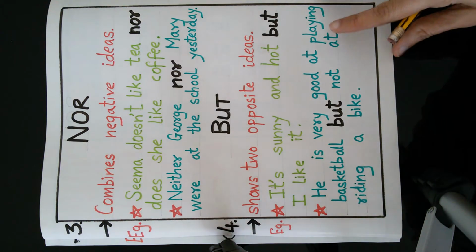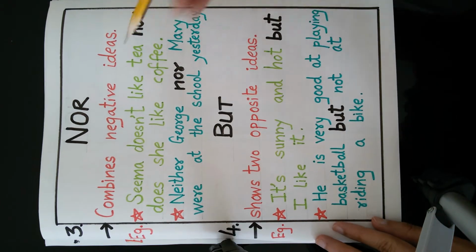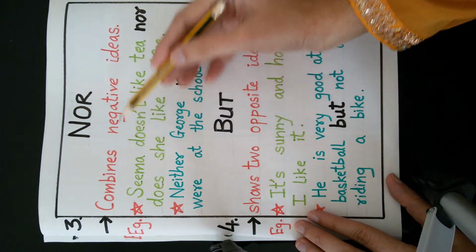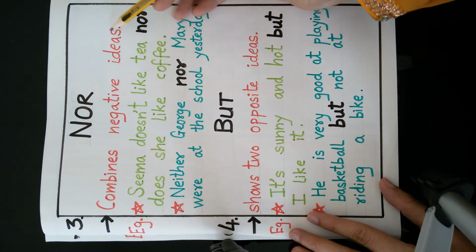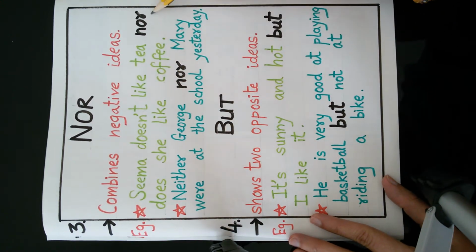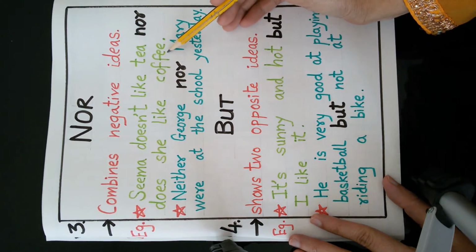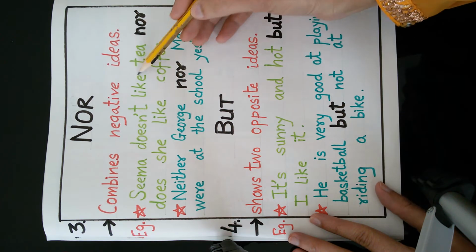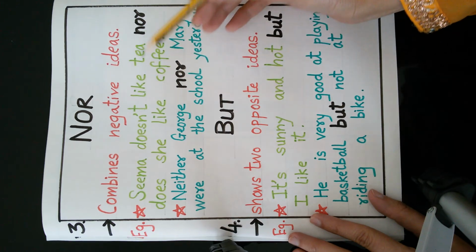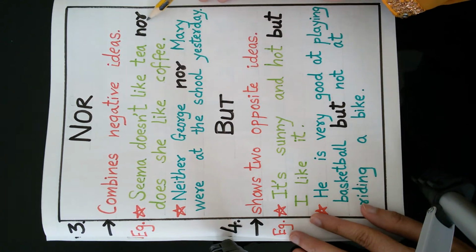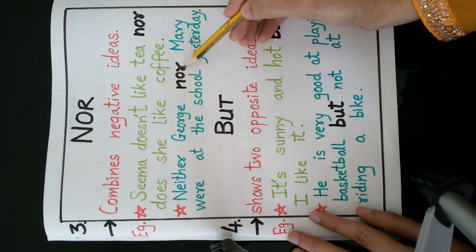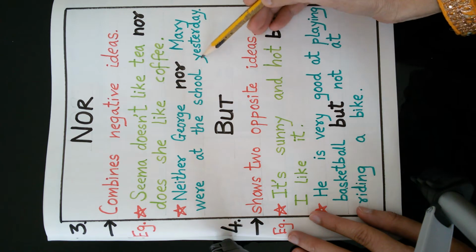Let us see the next coordinating conjunction, nor. Nor is used to combine negative ideas. For example, Seema doesn't like tea, nor does she like coffee. In this sentence, we have two negative ideas. Seema doesn't like tea, she doesn't like coffee. Both are represented by the word nor. Neither George nor Mary was at the school yesterday.